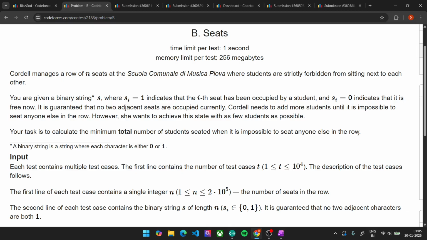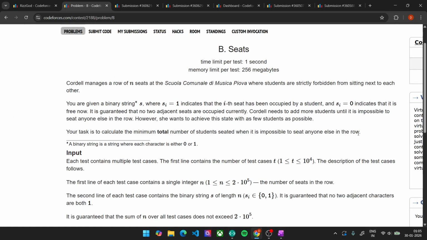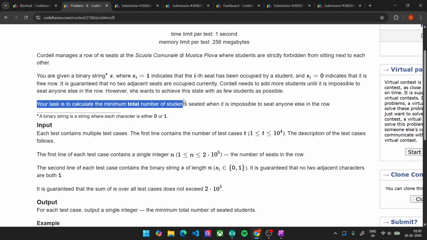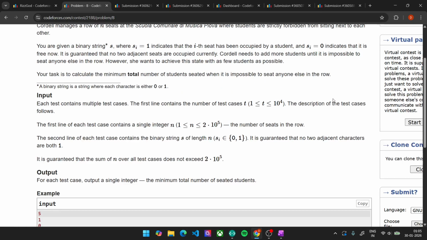any two spaces in which the students are seated adjacent, right? Like no student should be adjacent to each other, and we also have to ensure that there is no possibility of adding any more student. Okay, and out of all those ways of doing this, we have to find the one which minimizes this. We just have to tell the minimum number of students that can be seated in this particular row.